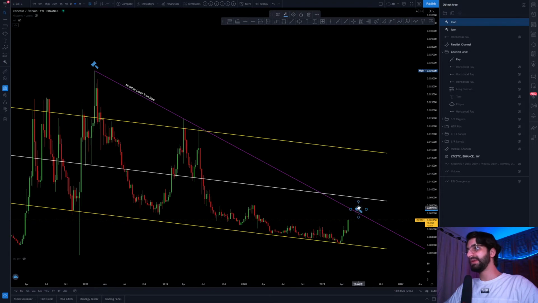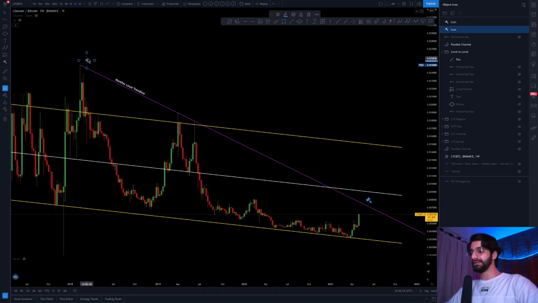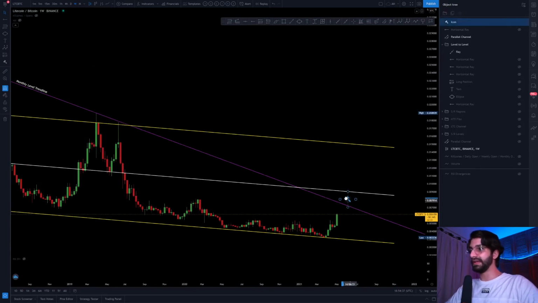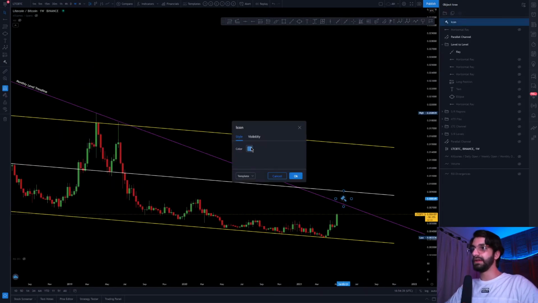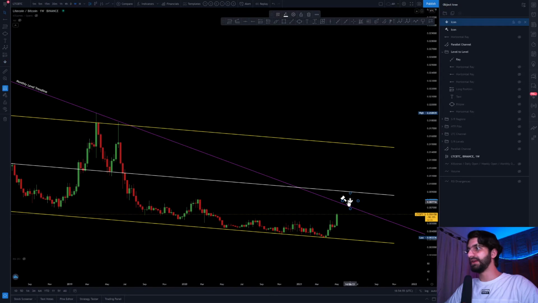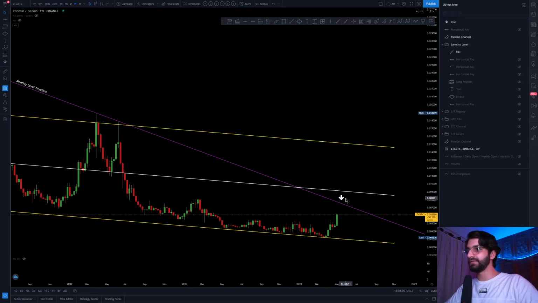So again, we could potentially be coming in to test this trend line, and you have to take this level by level. According to me, this is a massive area of resistance, and this is another area that I think is definitely, let's put an arrow right there. So this again is going to be a strong level of resistance for me.